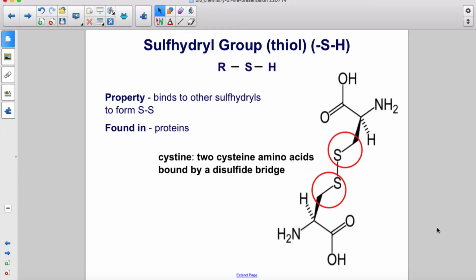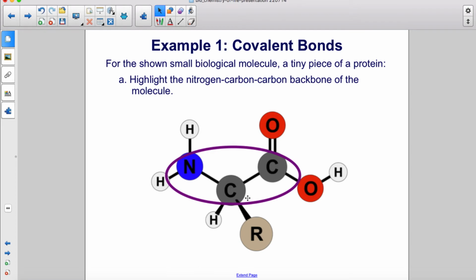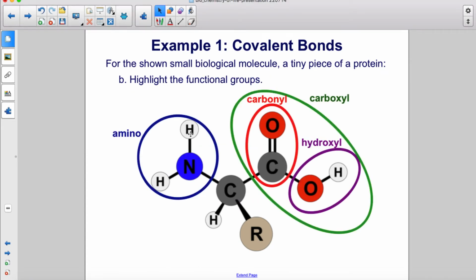A sulfhydryl group binds to other sulfhydryls to form SS. It's found in proteins. For the shown small biological molecule, a tiny piece of a protein, highlight the nitrogen carbon-carbon backbone of the molecule and highlight the functional groups. Here is the nitrogen carbon-carbon backbone of the molecule. Here is the amino group, the carbonyl group, the hydroxyl group, and the carboxyl group.